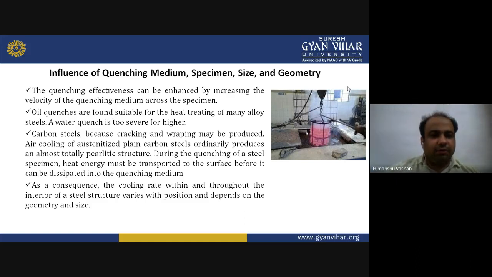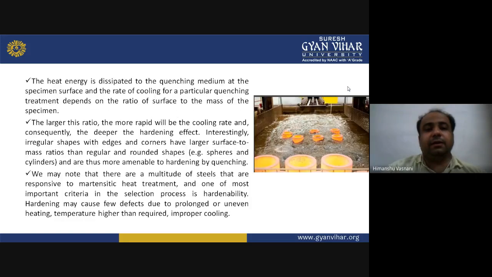It depends upon the geometry and size because the rate at which cooling takes place within and throughout the interior of the steel structure, now we're talking internally, depends upon the geometry and the size also. If the size is bigger, it will take more time, and geometry is also an important parameter in this.